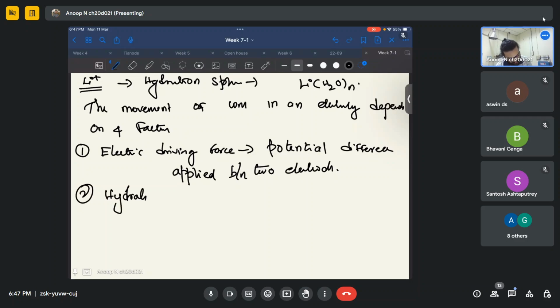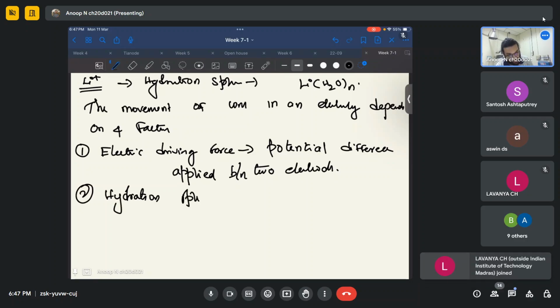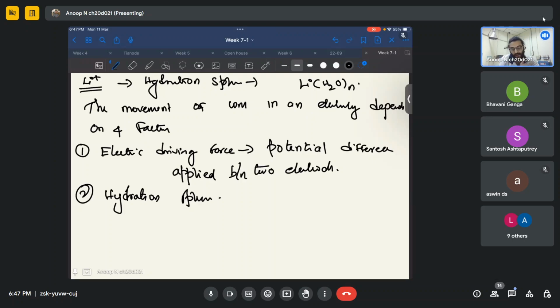Then the second one is the hydration sphere. When an ion is surrounded by so many water molecules, it will find difficulty moving from one end to the other. So the solvent molecules pull the ions back. This is called the hydration sphere. The third one is the inter-ionic attraction.